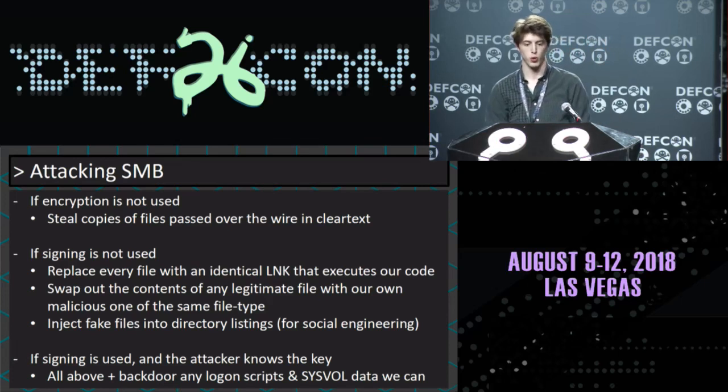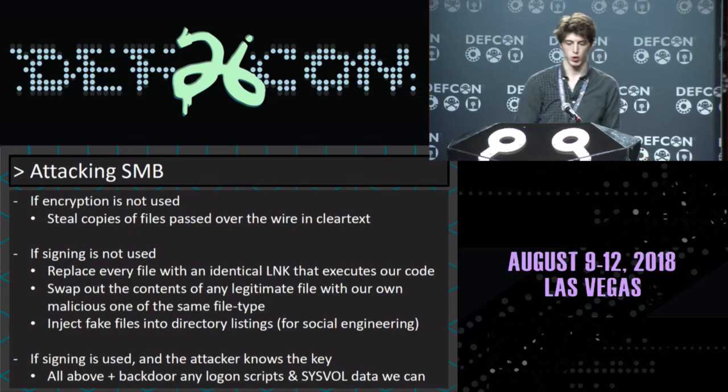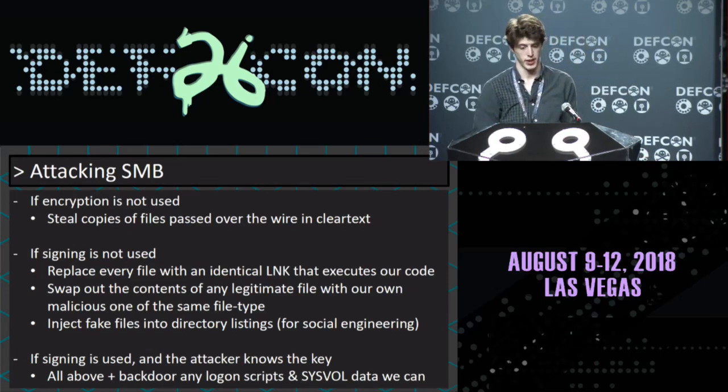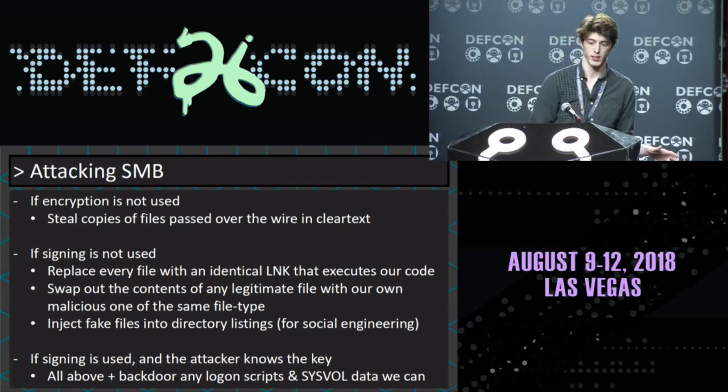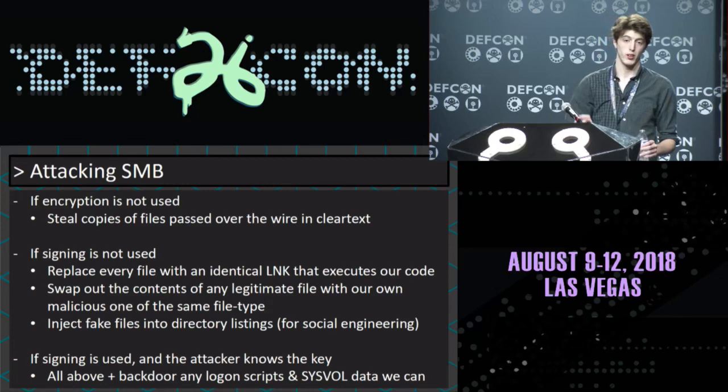it's fair game. You can replace every file with an identical link that executes our code. You can swap out the contents of legitimate files passed over the network. You can inject fake files into directories, and that helps with social engineering. And if signing is used and we know the password, then we can do all the above, plus we can also backdoor some stuff pulled from the DC by the user.